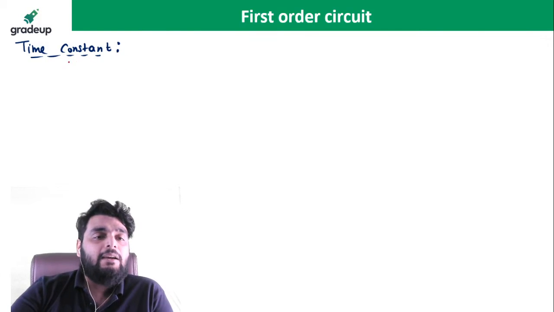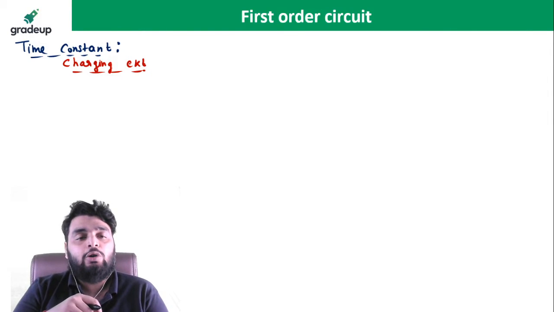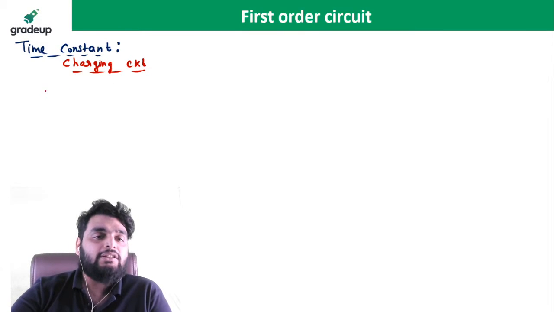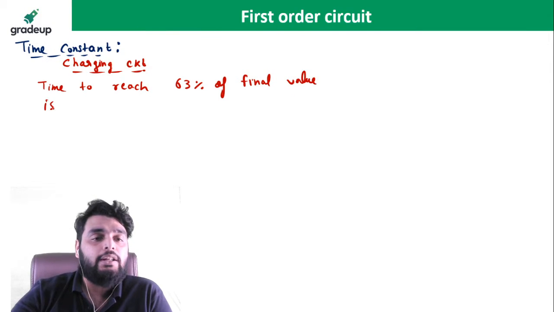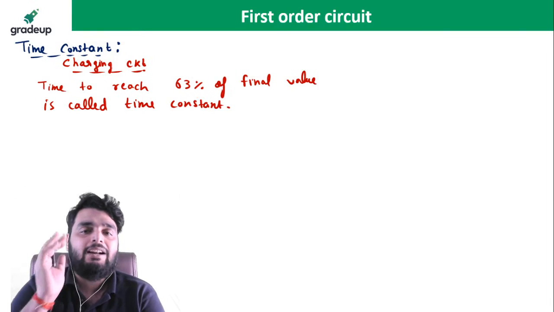So what is the time constant? First of all, I am talking about a charging circuit. In a charging circuit, the initial energy will be 0 and the final energy will be some value. That is the meaning of a charging circuit. So in a charging circuit, the time to reach 63% of the final value is called the time constant.